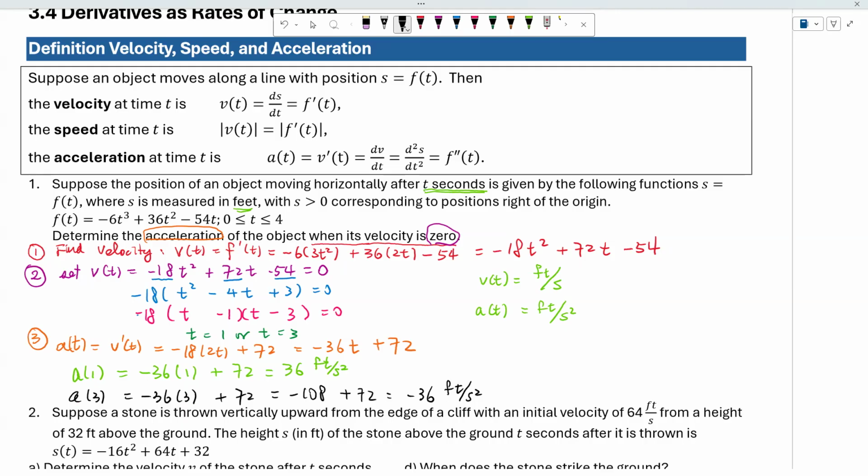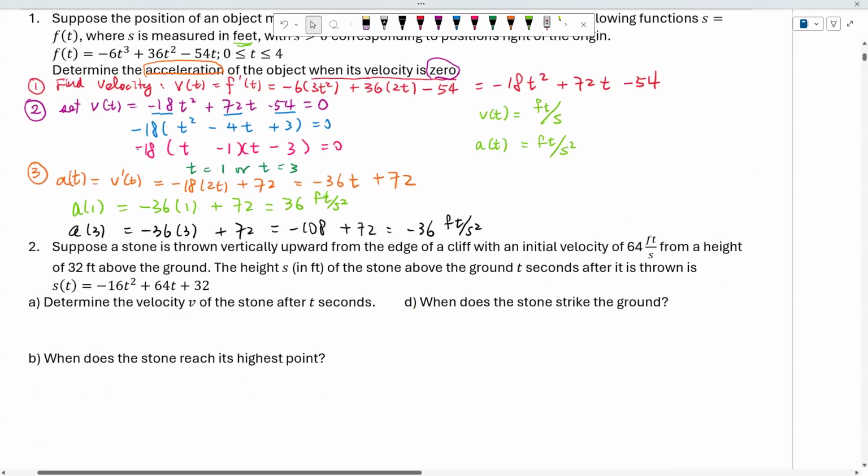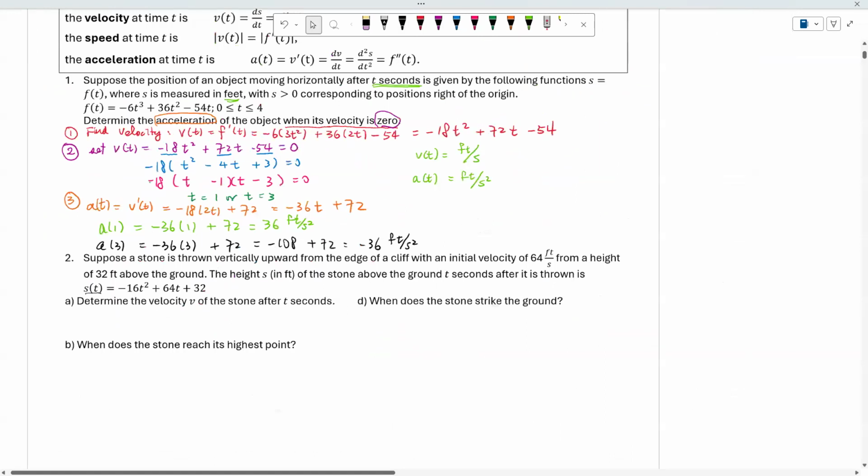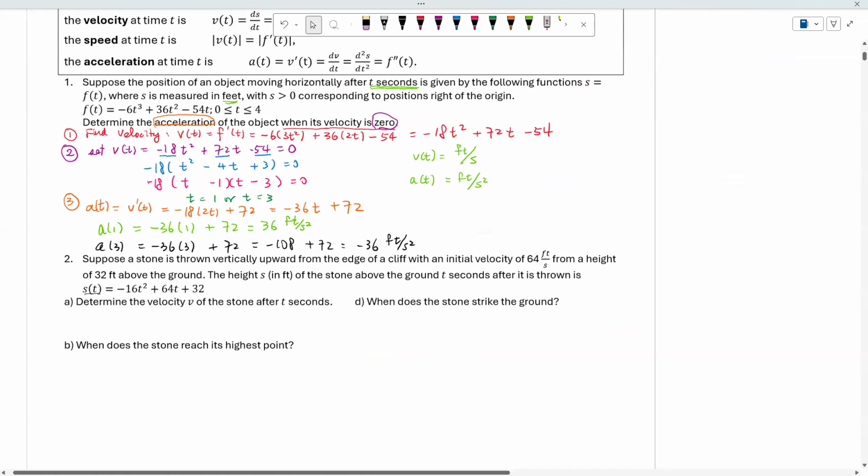So this is how we work with problem number 1. And then problem number 2 again works with position functions. Suppose a stone is thrown vertically upward from the edge of a cliff, with an initial velocity of 64 feet per second, from a height of 32 feet above the ground.